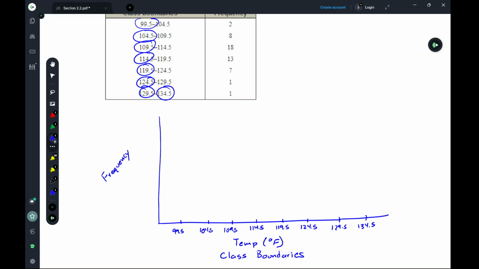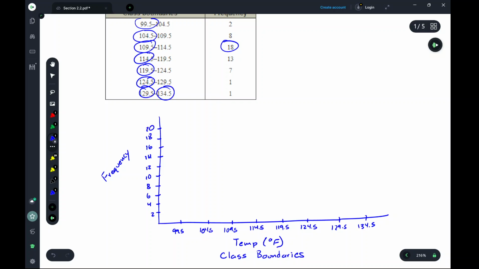Now I'm going to take a look at my frequencies, and I notice my largest frequency is 18. So my vertical axis needs to go up to at least 18. I'm going to say let's go up to 20. And I'm going to count by twos: 2, 4, 6, 8, 10, 12, 14, 16, 18, 20.